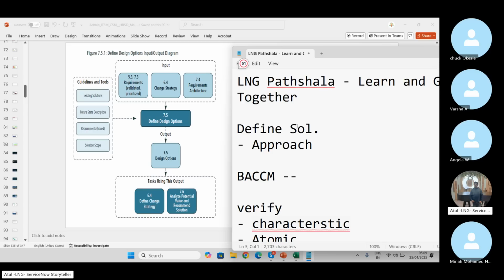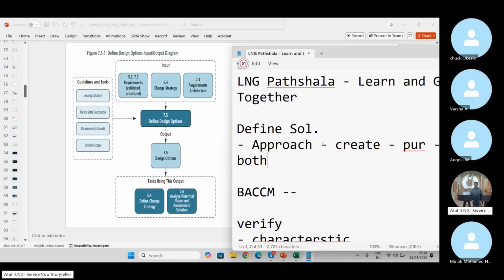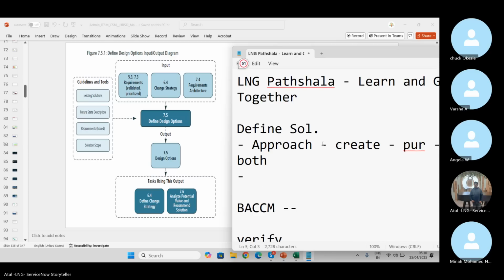So it is important to understand that we should approach, meaning we should create, or we should purchase, or both. Once you find out that answer, again, I'm saying it is not finalizing it. It is just defining it so that you can give multiple options to your stakeholders.